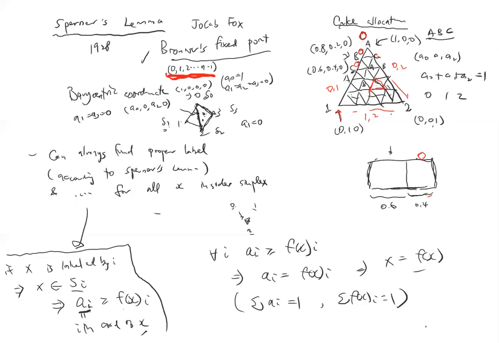Let me use black again. So this is like A and B, right? So let's say eventually this is the triangle that have distinct labels. So in the sense like maybe this is 0, and this is 1, and this is 2.